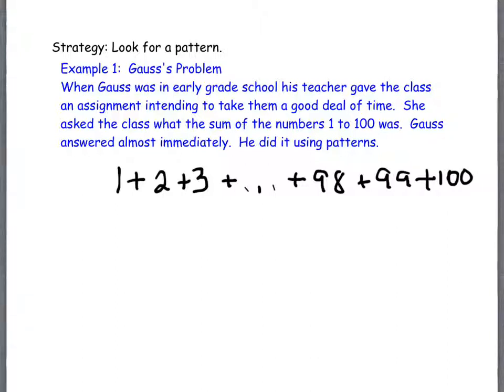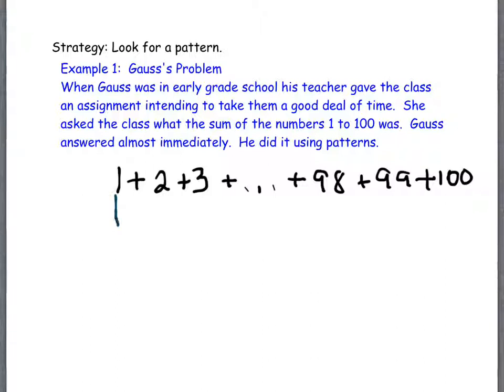Now, there's no doubt that this 6-year-old, I think he was 6 if I remember correctly, is the atypical 6-year-old. But what he did is very clever. What he noticed is that if you put these numbers in pairs, the pairs are going to be the same. So let me show you what I mean.